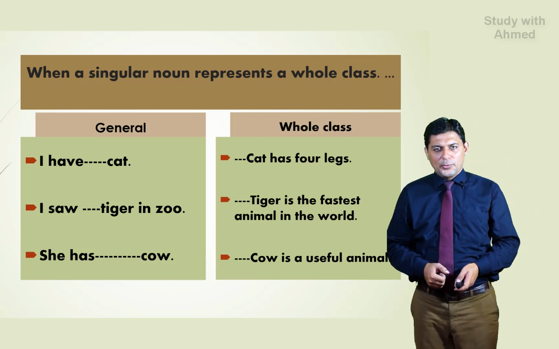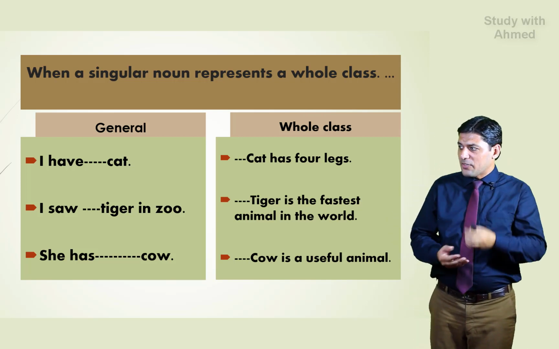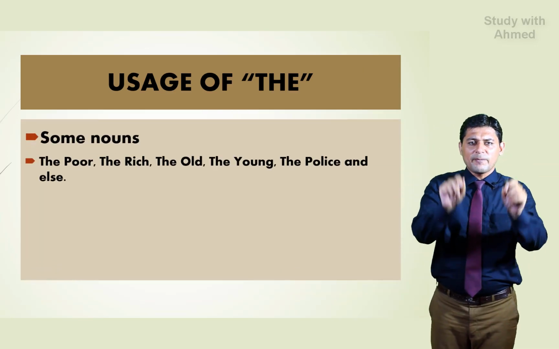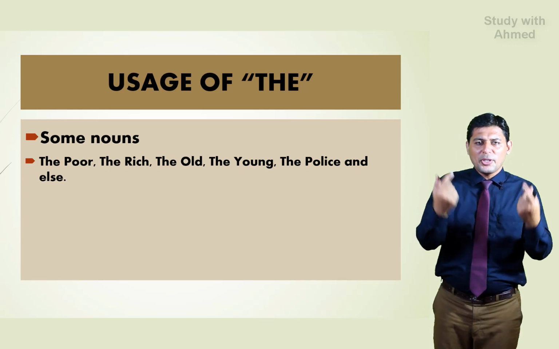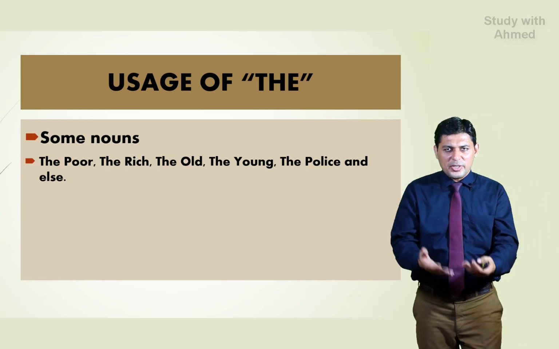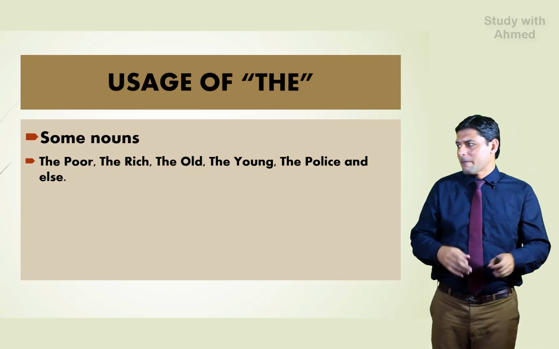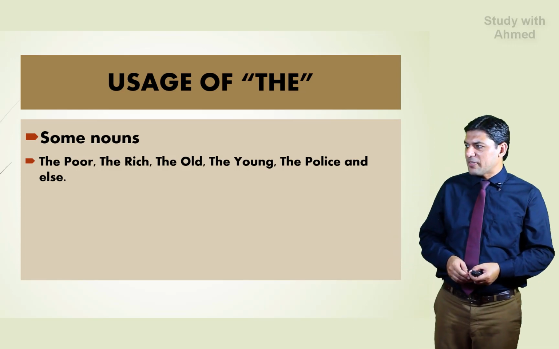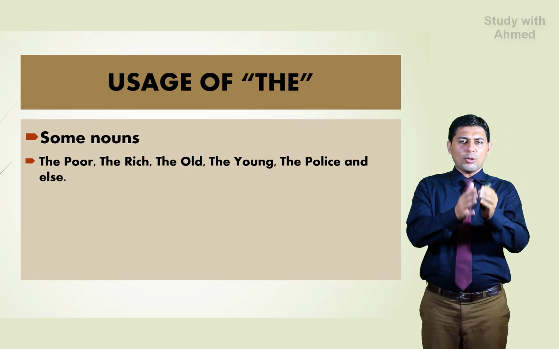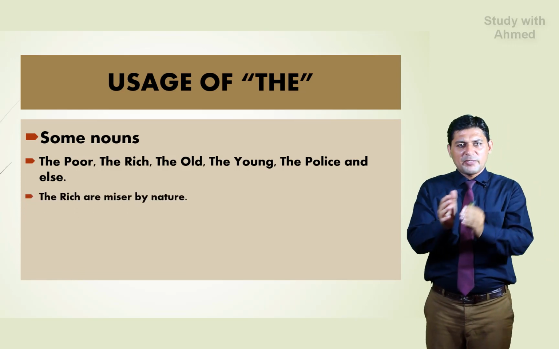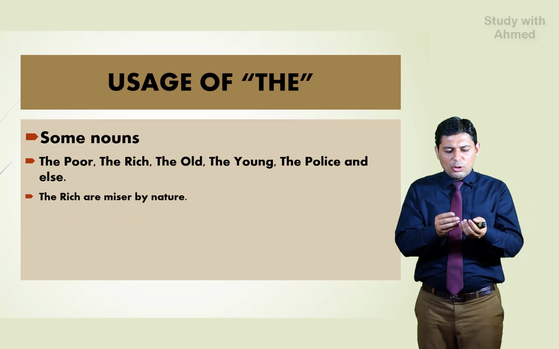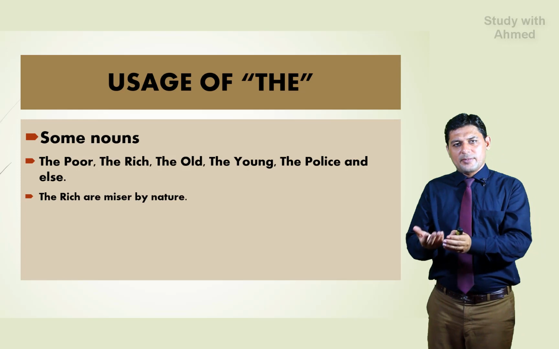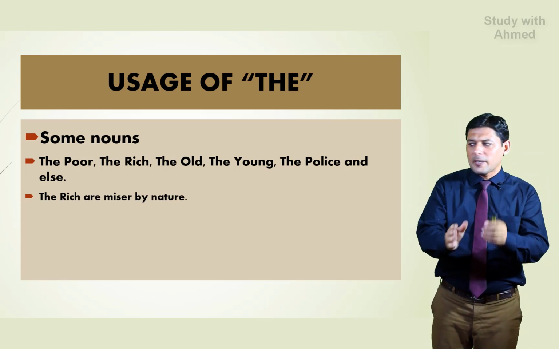Next idea is some nouns such as the poor, the rich, the old, the young, the police, and so on. If we discuss the poor, we are not discussing one poor person, we are discussing the poor community. The rich community, the old means all old people. The police, the entire department of police. The example is: the rich are miser by nature. The rich means all rich people we are discussing. The rich have, the rich were, not is. If we have a rich man, is. The rich means are. The rich means we are discussing the whole community.